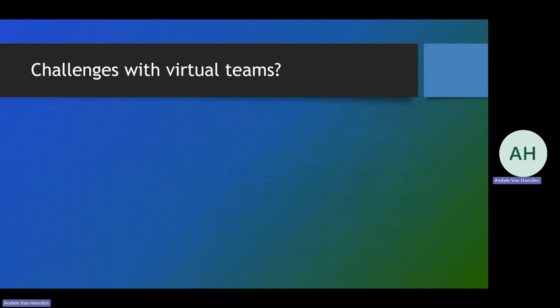So it's got its positive aspects and its negative aspects, and at the end of the day we need to decide: is a virtual work environment suited to what we want to do, or is it not?